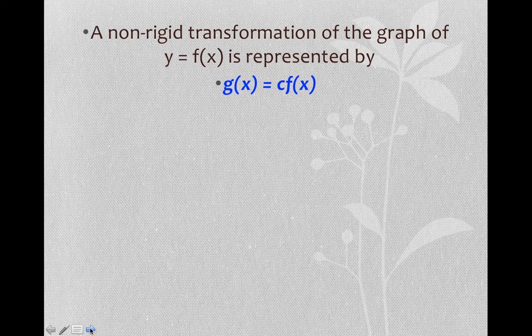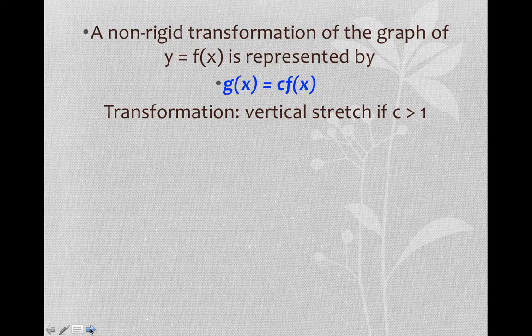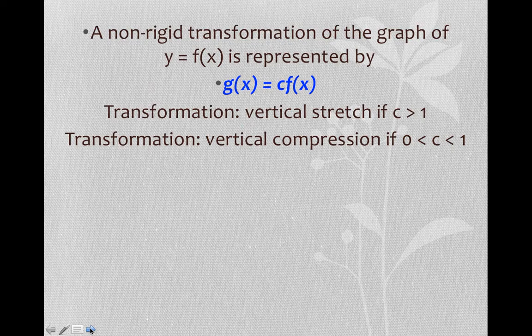A non-rigid transformation of the graph of y equals f of x is represented by g of x equals some number c times f of x. This transformation is a vertical stretch if c is a number greater than 1. It is a vertical compression if c is a number between 0 and 1.